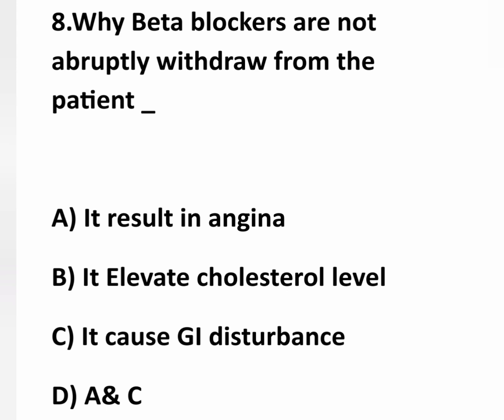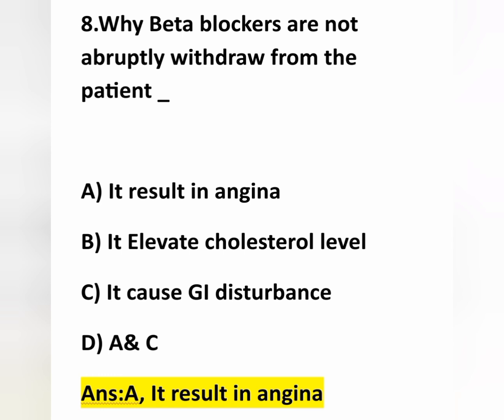Question number 8. Why are beta blockers not abruptly withdrawn from the patient? Options are: option A, it results in angina. Option B, it elevates cholesterol level. Option C, it causes GI disturbance. And option D, both A and C. Your correct answer is option A, it results in angina.